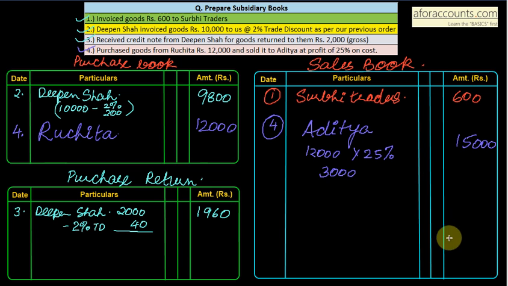Now you need to take the total. 15,000 plus 600, 15,600. Here only one transaction, so 1960, and here 9,800 plus 12,000 comes up to 21,800. Moving on to next question of your subsidiary books.